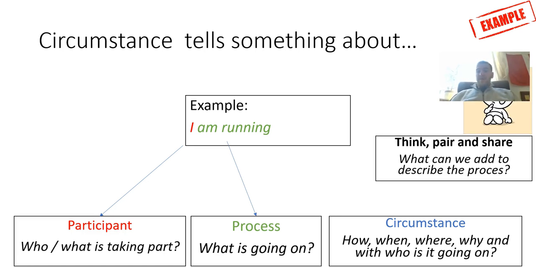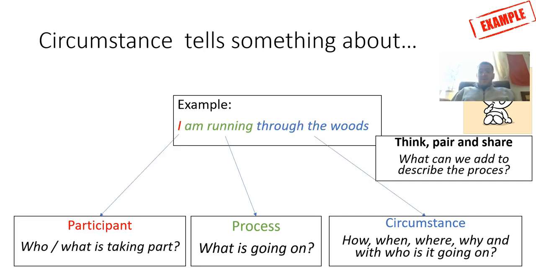A little bit of thinking time, where you can think about what can we add to describe the process. If we want to describe the process, it's called circumstance. So now you have time to think about what could we add to this sentence. If you want to think, I'll give you 3 seconds to think. Otherwise, you can pause the video and I will continue the explanation with one of my examples. 3, 2, 1.